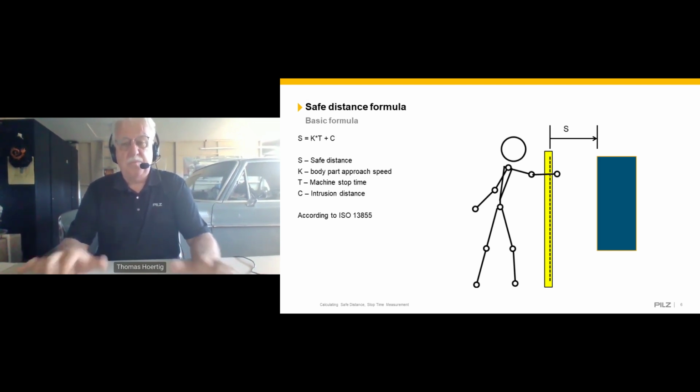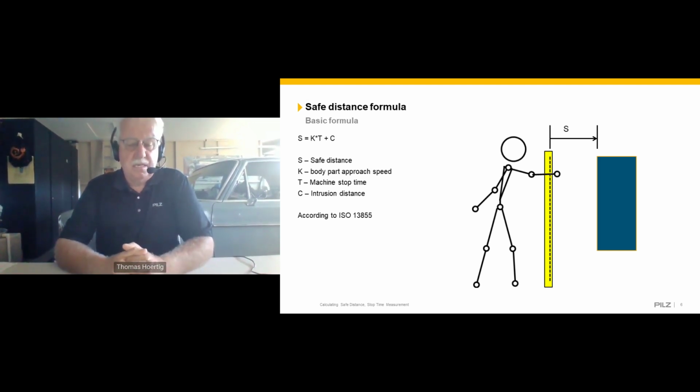All this relates to a safe distance. So we have the basic formula that is derived from the ISO standard 13855. The basic formula is S equals K times T plus C. S is the safe distance that we need to calculate, or that we want as a result: how far we need to be away from the hazard with our PSD device. K is the body part approach speed, T is the overall machine stop time, and C is the intrusion distance.